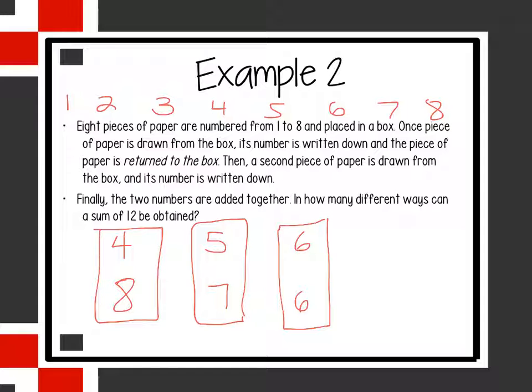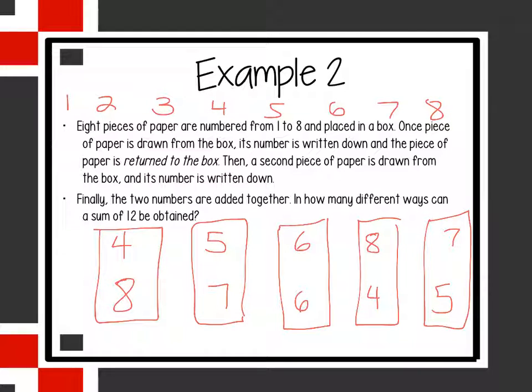No, it says how many different ways, so not how many different pairs, how many different ways can it be pulled. So if I first pull out an 8 and I pull out a 4, am I reaching 12? And is it a different way than pulling out 4 and then pulling out 8? Yes, so that means you can also do 8 and 4 and 7 and 5. 6 and 6 reversed is the same, right? It's not like these are colored pieces of paper that you would know the difference. That's the same piece of paper. So how many ways can the sum of 12 be obtained? 5.